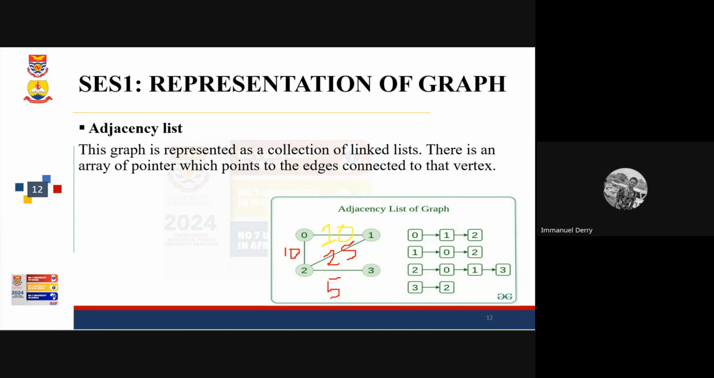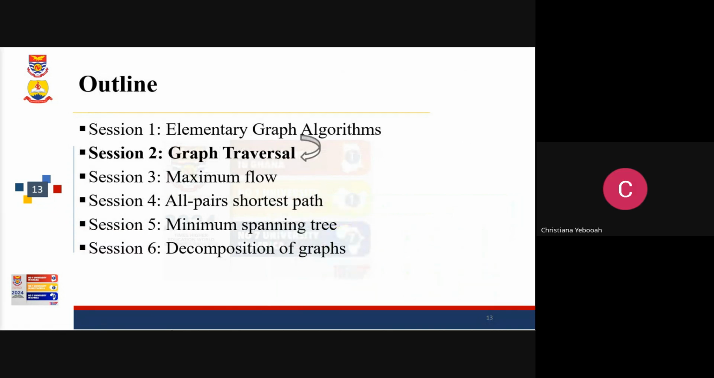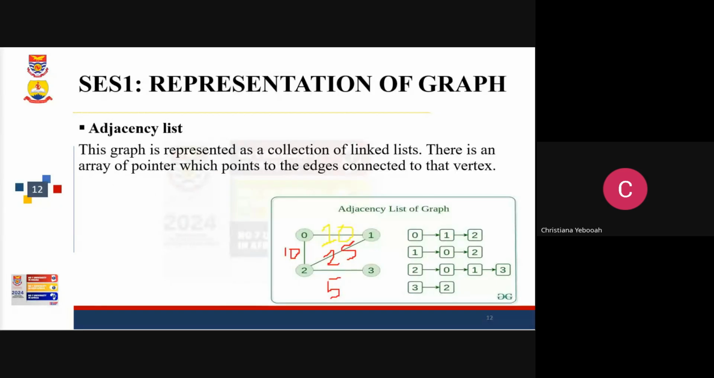All right, so if we get how to represent the graph, now let's move on to graph traversal. Question, please. Christiana: Sir, I want to find out that with the matrix, you said that when it is a weighted graph, we are supposed to use the weight instead of the vertices. So I want to find out whether with the list we can also indicate the weight on the pointers to the vertices? Yeah, I think that will be clearer.